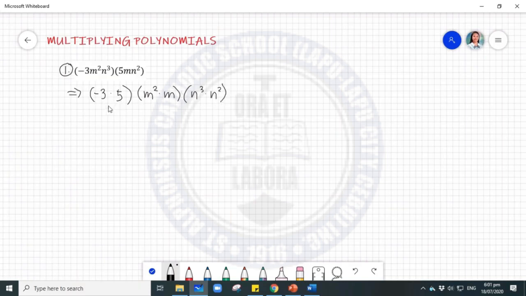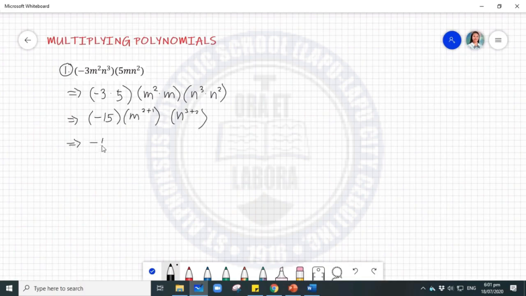So basically, class, we're going to just write the same variables together so that it's easier for us. So we will multiply negative 3 times 5, that is negative 15. And that is m squared times m, that is m. So we're going to add their exponents. And this also for n, 3 plus 2. In this case, we're going to simplify.